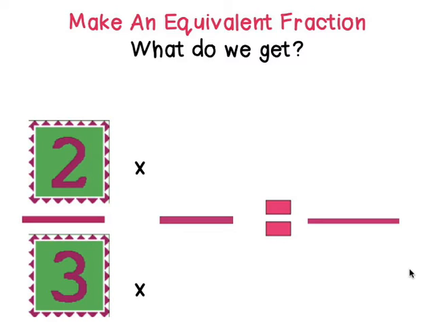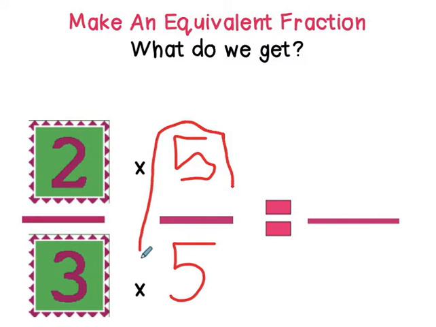So let's practice finding some equivalent fractions. If we start with the fraction 2/3, we get to decide what we want to multiply it by to make an equivalent fraction. Let's say that I want to multiply it by 5. Now to make it an equivalent fraction, I must put a 5 in the top, and a 5 in the bottom. Because remember, this section must be equal to 1.